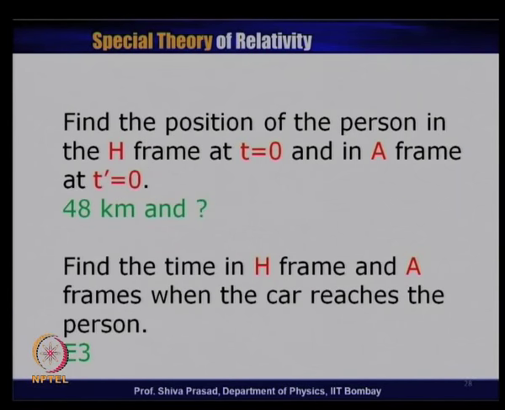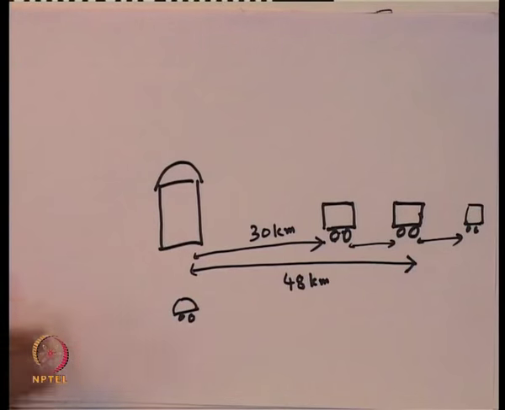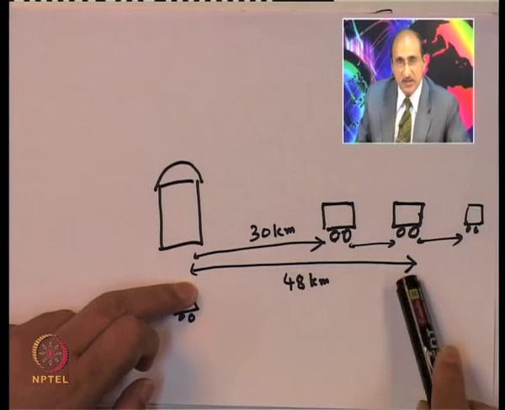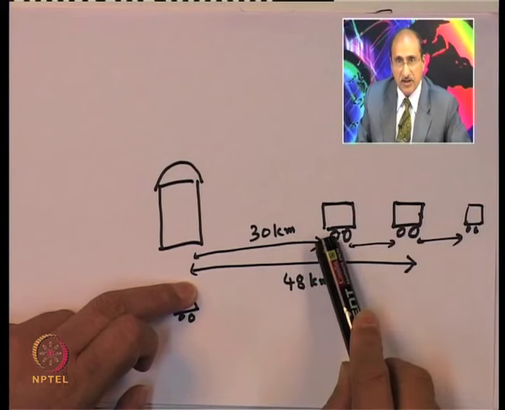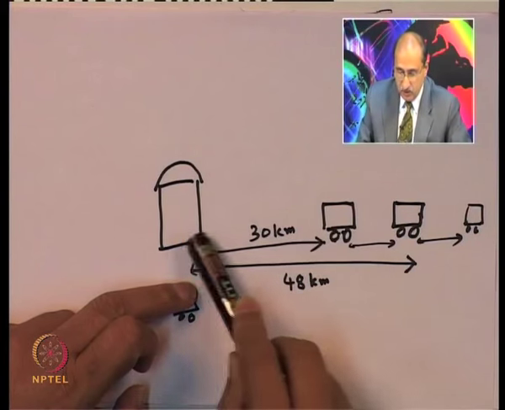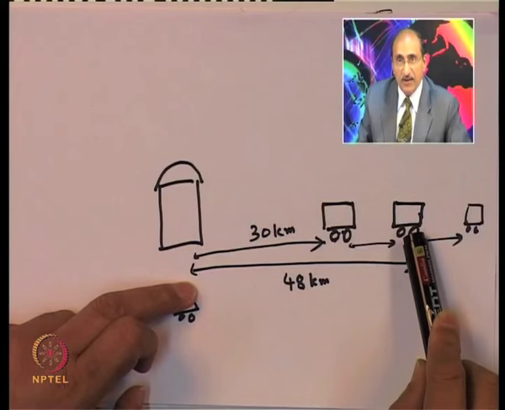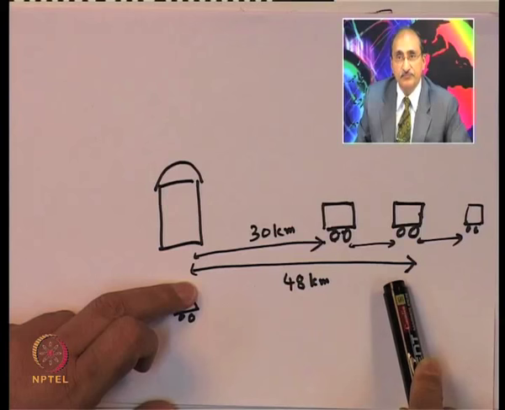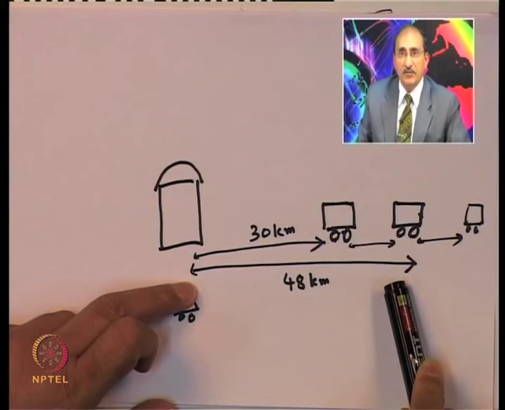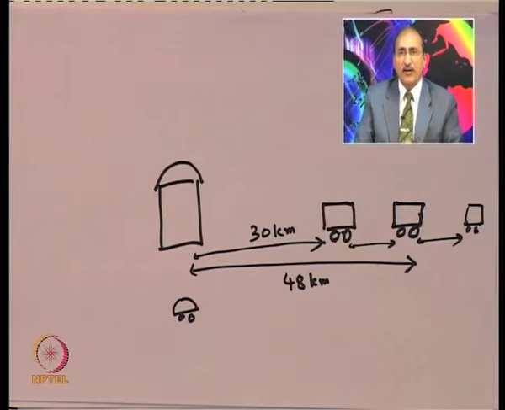Second part: find the position of the person in the H frame at t equal to 0 and in the A frame at t prime equal to 0. In the H frame at time t equal to 0, I had calculated the intermediate position. Remember, we go back to this picture here. I had already calculated at time t equal to 0, this distance is 48 kilometers. Originally it was 30 kilometers. During the time light took to come to here, this has moved further away by 18 kilometers. So this distance is 48 kilometers. I had already calculated this as an intermediate step, though it was not really related to an event.